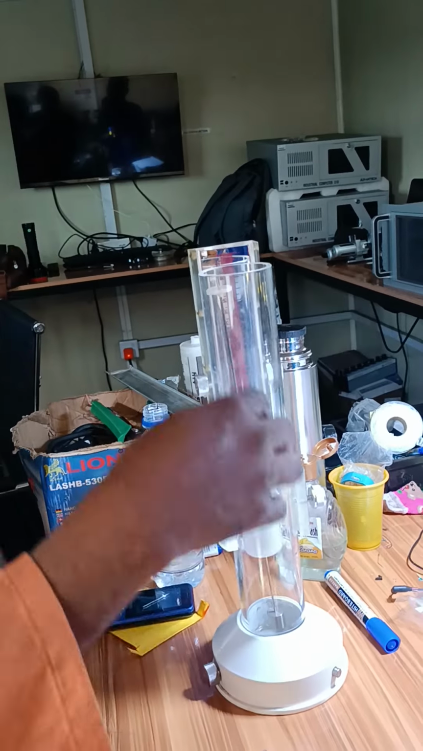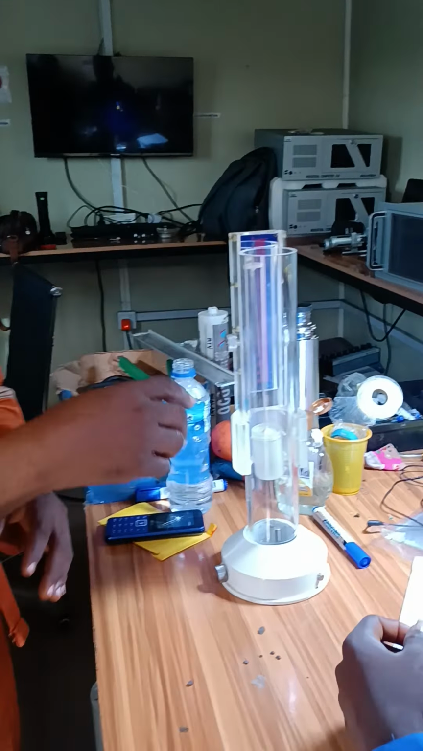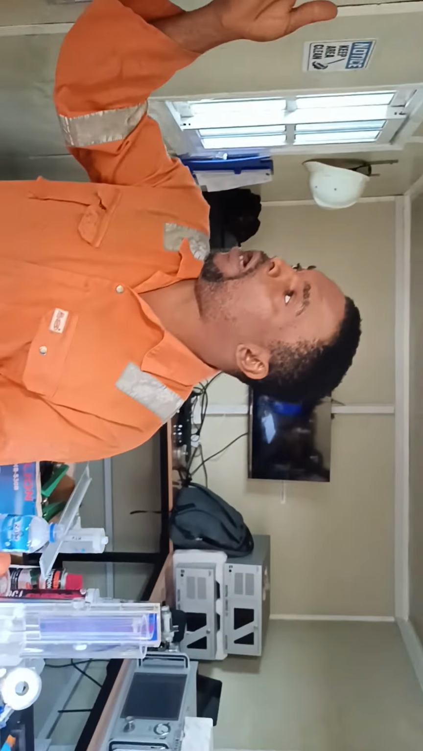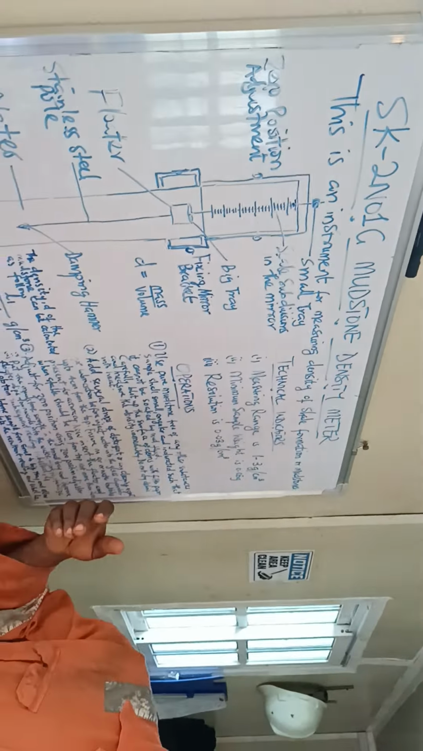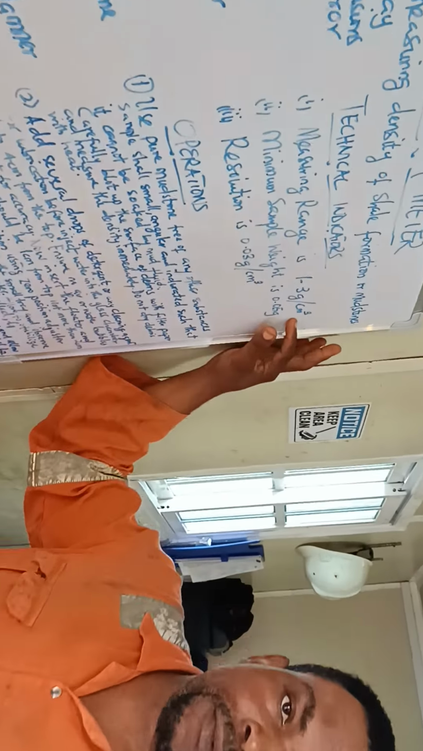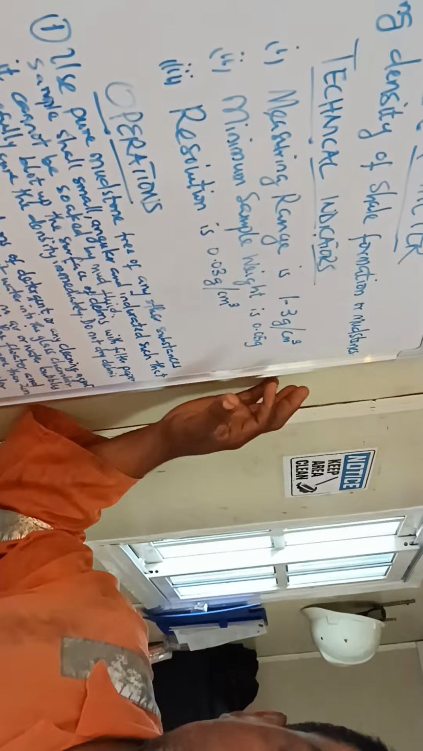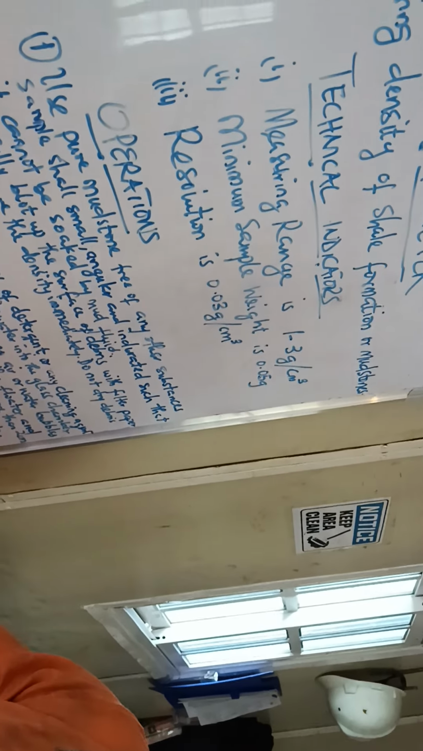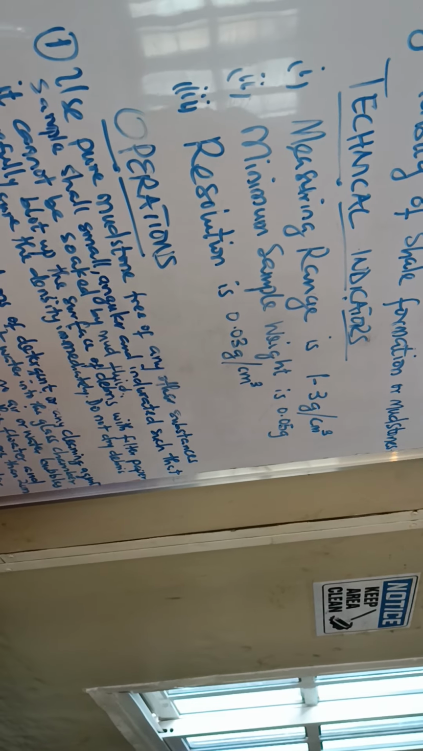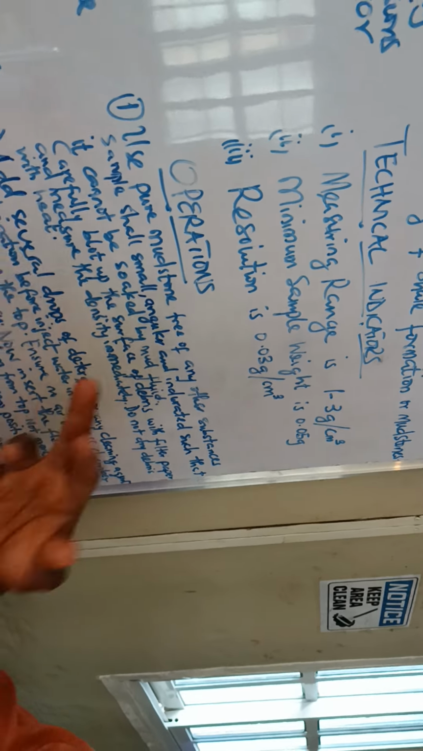So quickly we have to do what we want to do here. We'll quickly do that while it sets up. We'll talk more about this. Technical indicators: measuring range should be 1 to 3 grams per cm cube. We don't measure anything above this. Minimum sample weight is 0.05 gram. Resolution is 0.03 gram per cm cube.